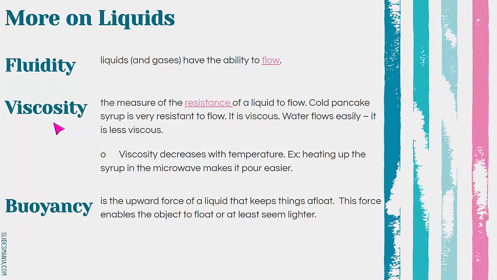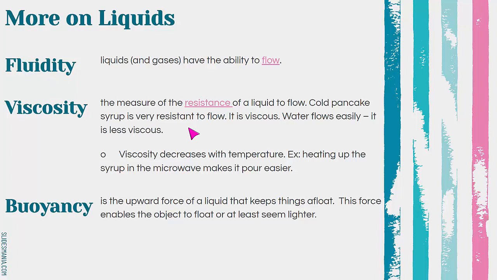Viscosity is the measure of the resistance of a liquid to flow. So it's like, how flowy is it? Cold pancake syrup is very, very resistant to flow. It is very viscous. Other examples would be things like molasses or honey or shampoo and conditioner. These are very viscous liquids. Water, on the other hand, like coming out of the shower or a watering can or your kitchen faucet, flows very easily. It has a low viscosity.